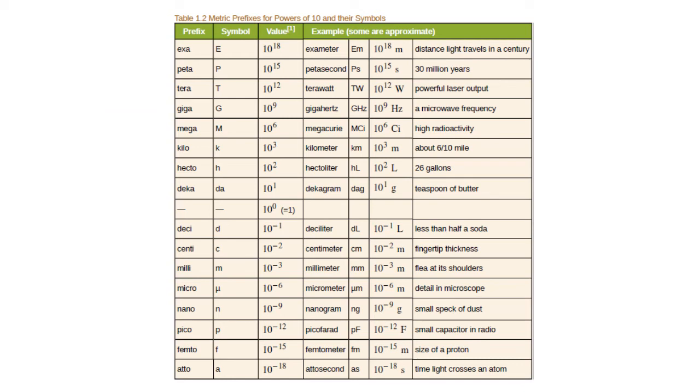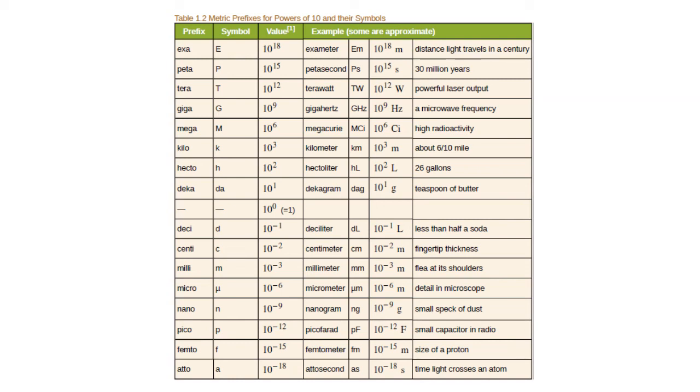This is table 1.2 out of your OpenStax textbook. These are the metric prefixes for powers of 10 and the symbols that go with them. You'll notice that for 10 to the 6th and above, they're all capital letters. Everything else is lowercase. The one that has 2 letters there, deca, we probably won't ever use. All right. I want you to look down about 2/3 of the way down the table at the word micro. That little symbol next to it, that's mu. It's a Greek letter.